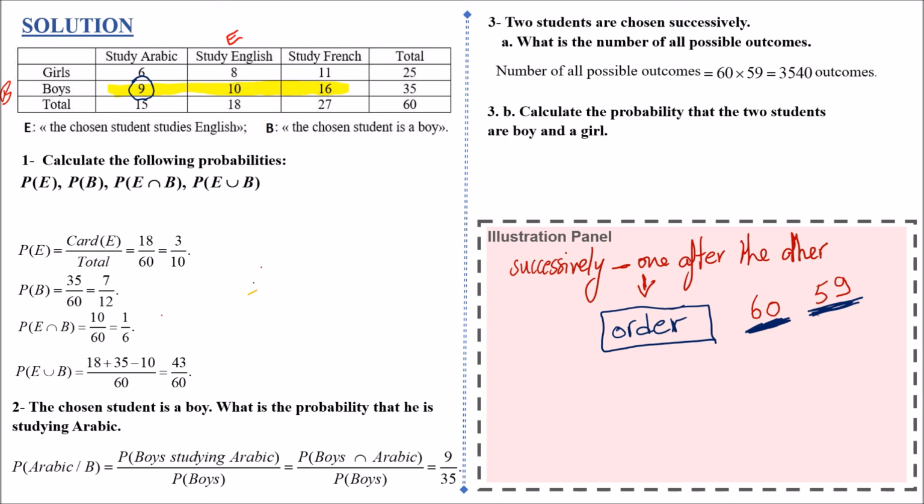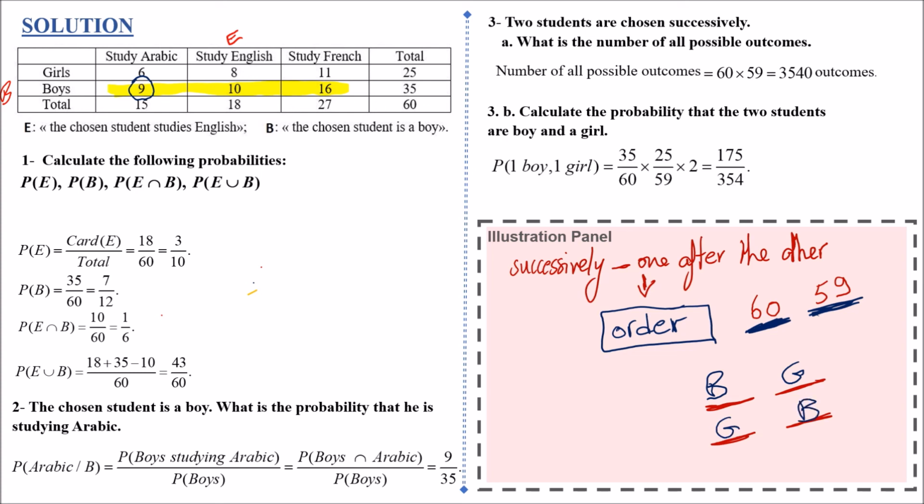In 3 part B, we have to calculate the probability that the 2 students are a boy and a girl. We are selecting 2 students, a boy and a girl. The first selected student might be a boy and the second a girl, or the first might be a girl and the second might be a boy.